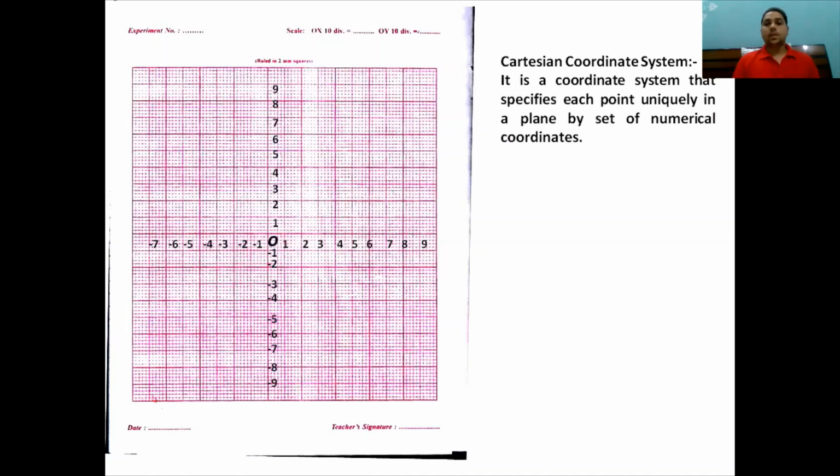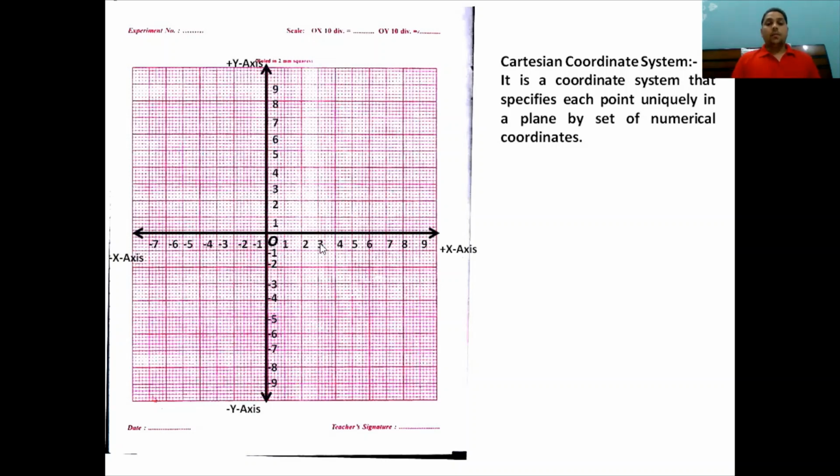First of all, what is a Cartesian plane? The Cartesian coordinate system is a coordinate system that specifies each point uniquely in a plane by a set of numerical coordinates. So we have first a vertical line and then a horizontal line. These two lines intersect at point O. This point O is known as the origin here. This horizontal line is known as the x-axis and this vertical line is known as the y-axis.